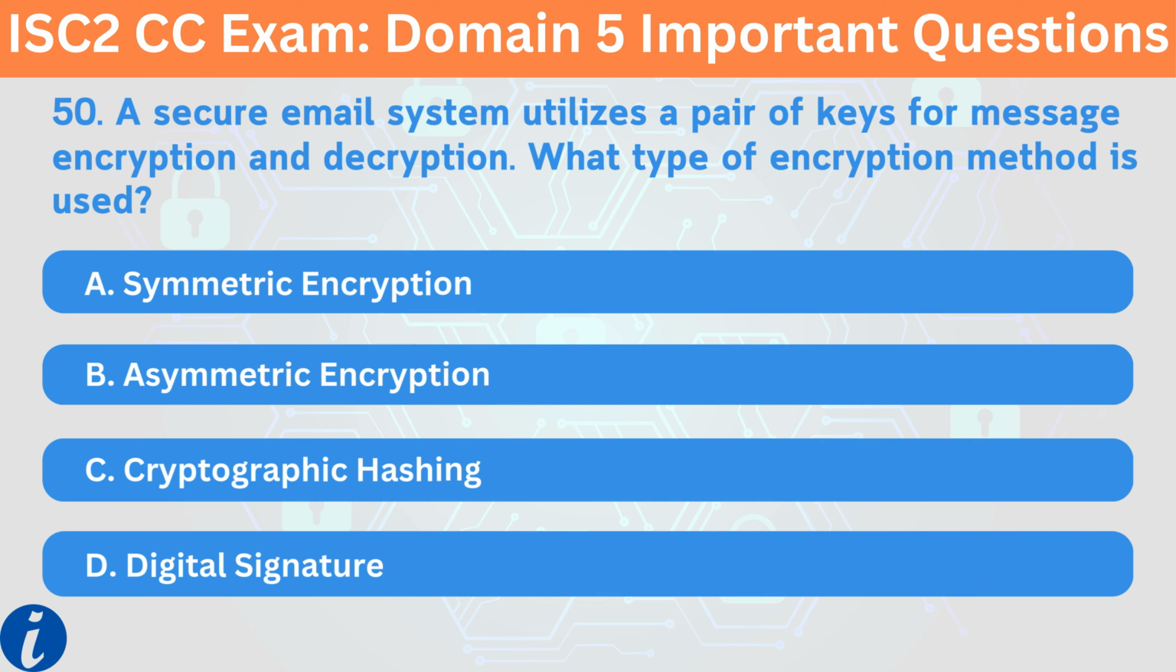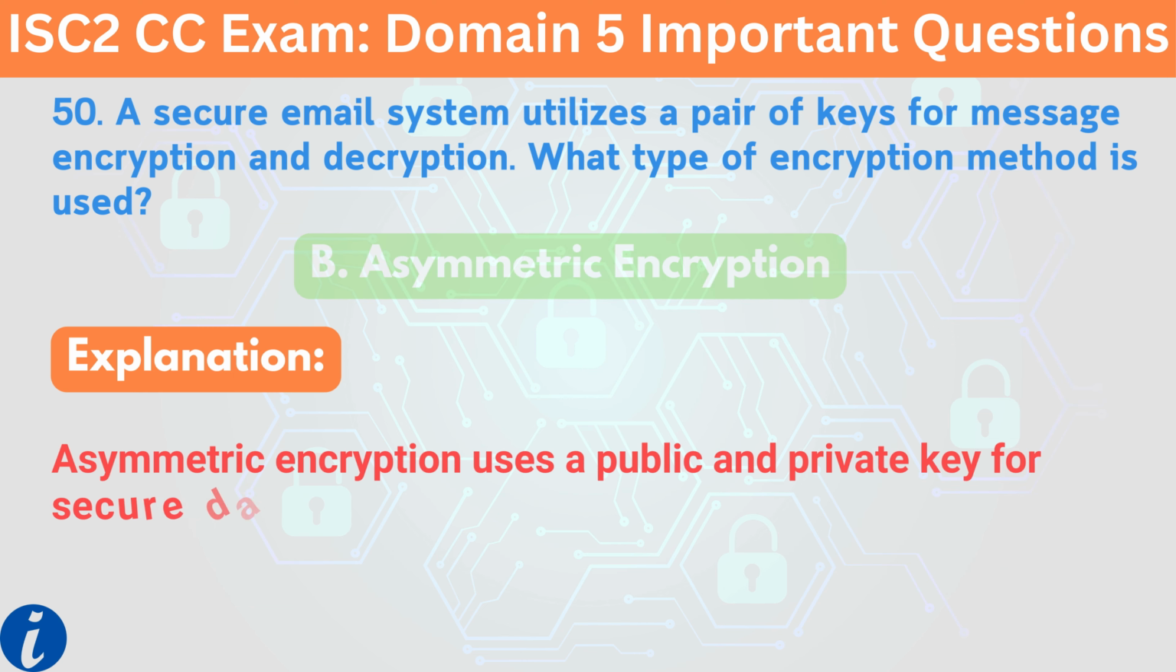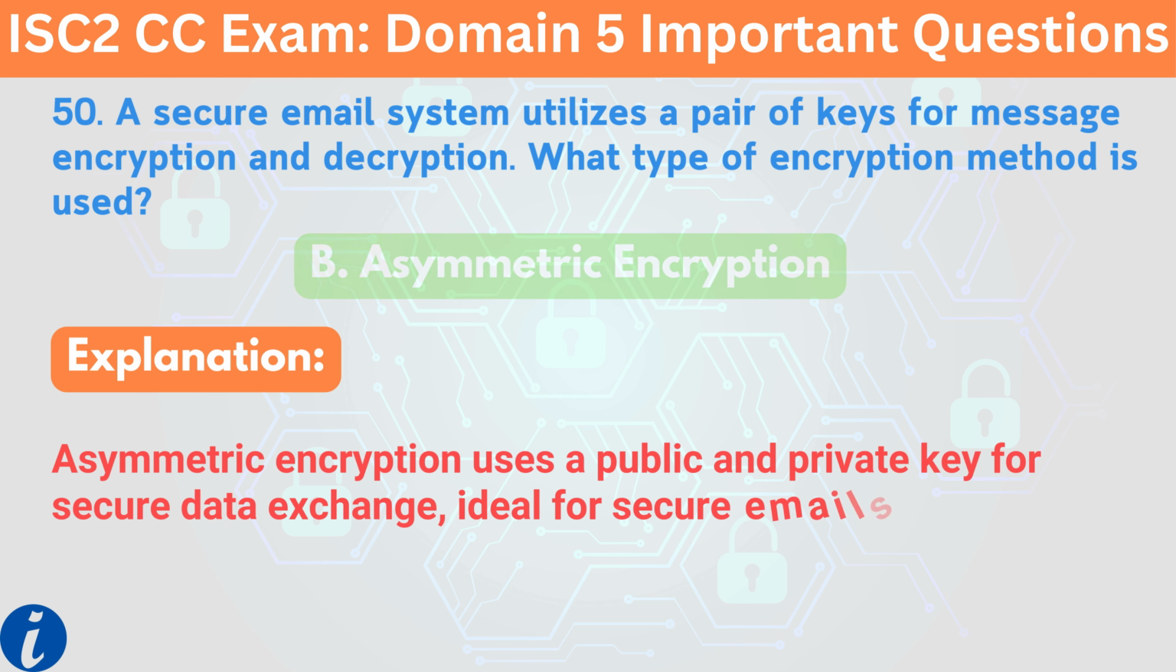50. A secure email system utilizes a pair of keys for message encryption and decryption. What type of encryption method is used? A. Symmetric encryption. B. Asymmetric encryption. C. Cryptographic hashing. D. Digital signature. The correct answer is B. Asymmetric encryption. Explanation. Asymmetric encryption uses a public and private key for secure data exchange, ideal for secure emails.